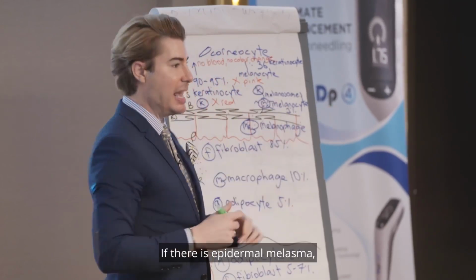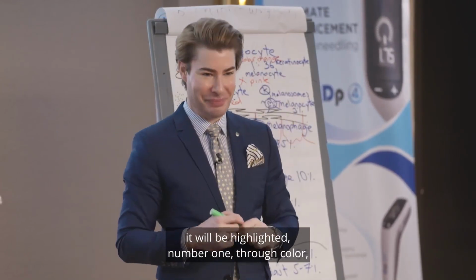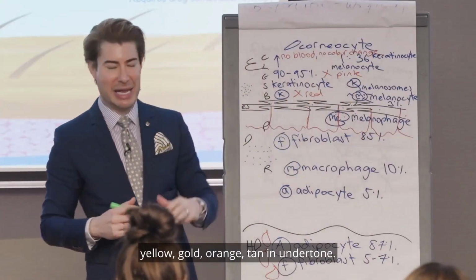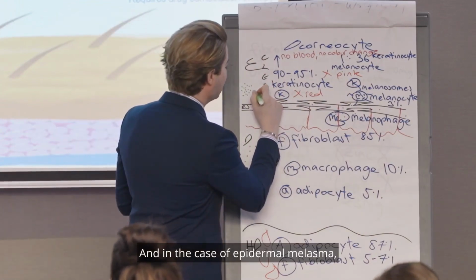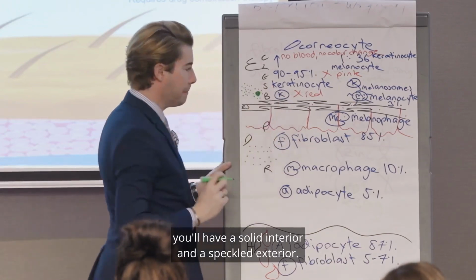If there is epidermal melasma, it will be highlighted, number one, through color. Yellow, gold, orange, tan in undertone. And in the case of epidermal melasma, you will have a solid interior and a speckled exterior.